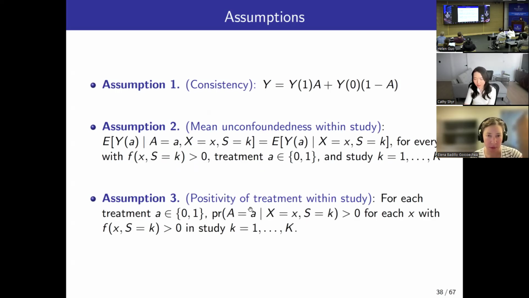Assumption 3 is positivity of treatment within each study. So this says that for each treatment little a and for each x in study k, the probability of being assigned to either treatment is non-zero.